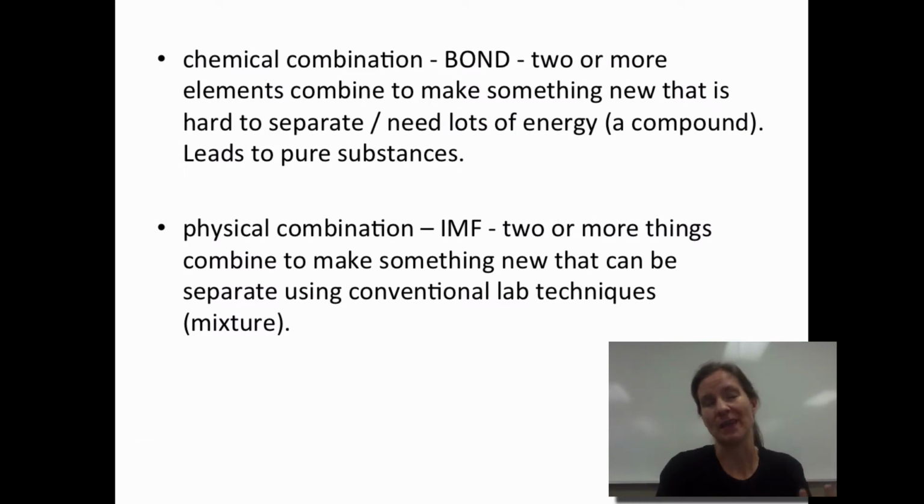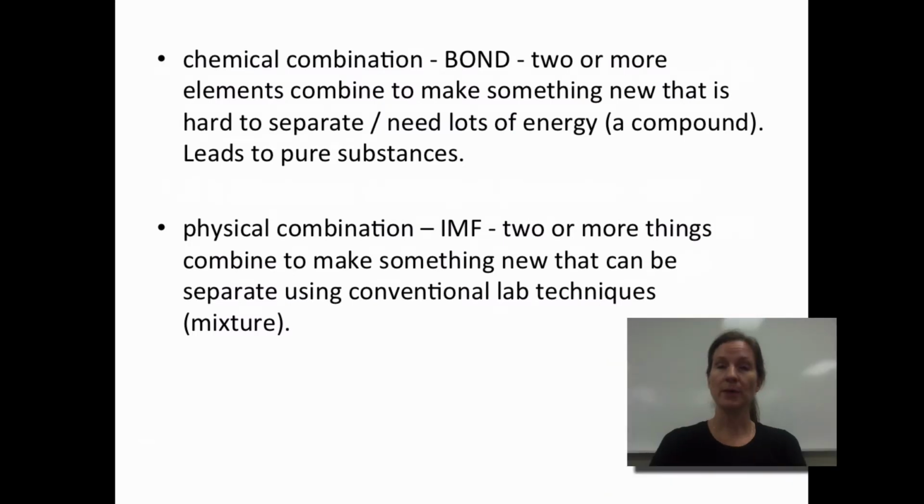We can boil something, and that would potentially break its IMF. We can dissolve something, and that would break its IMF. So the IMF is a force of attraction that holds things together but doesn't change the chemical structure. So when we think about it in terms of classifications of matter, chemical combinations are compounds, physical combinations are all mixtures. So when I mix something, I allow them to form IMFs with one another. When I chemically combine something, I bond them.